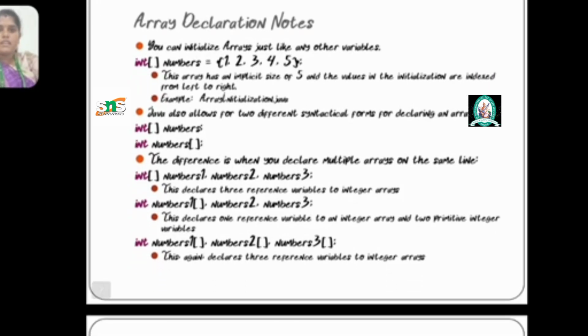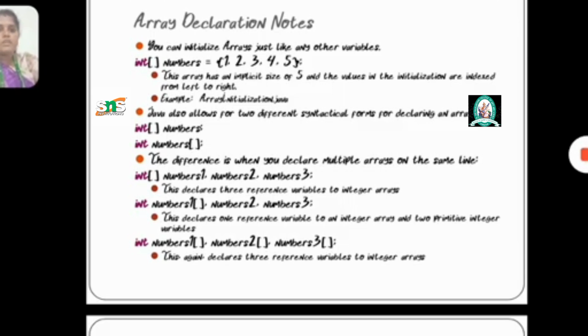Now the array declaration methods. Here we can create an array, and in my previous slides it showed int numbers[]. That is also one type of array declaration, int[] numbers equal to some values that we are going to give. That is the explanation for this slide.